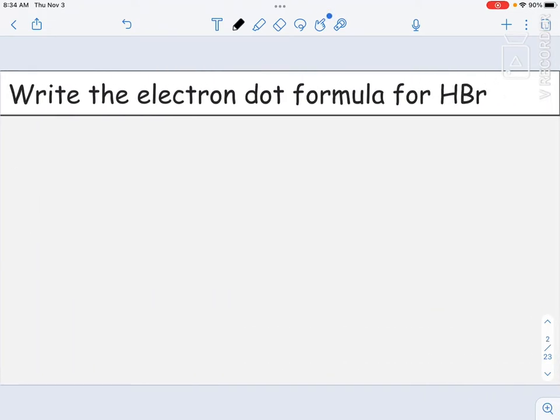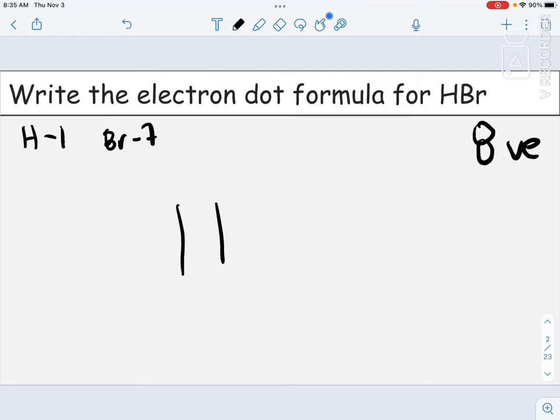Number 2, write the electron dot formula for hydrogen bromide, okay? Covalent bond between two nonmetals. We're going to count the total number of valence electrons. Hydrogen has 1, bromine has 7, so we have 8 total valence electrons. Now we're going to go ahead and put them together. So we have hydrogen and bromine. Go ahead and bond them. That bond is worth 2 valence electrons, so we're down to 6.